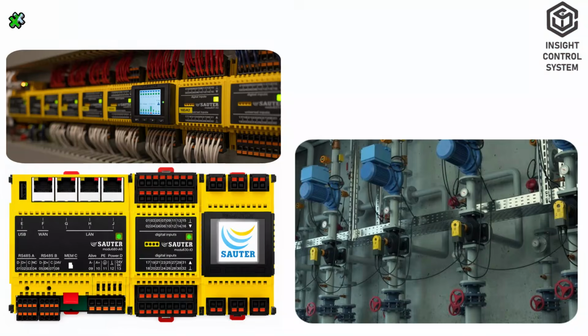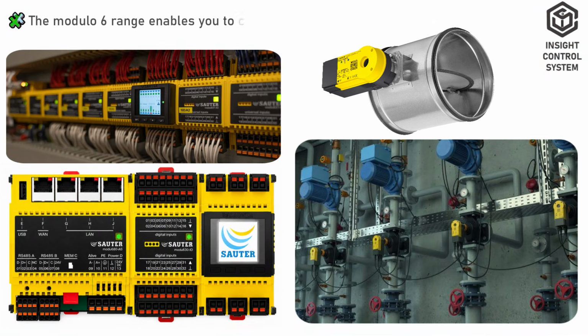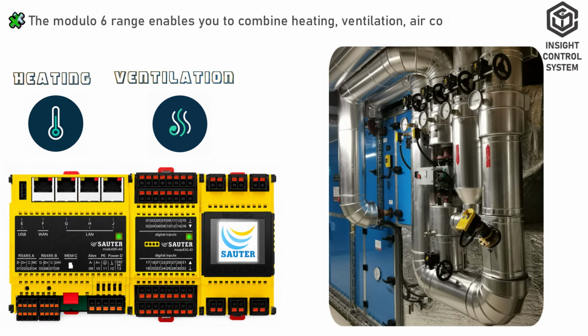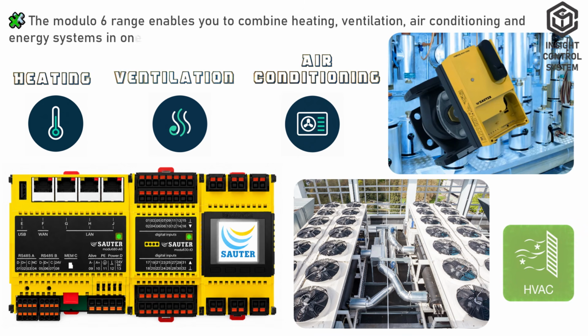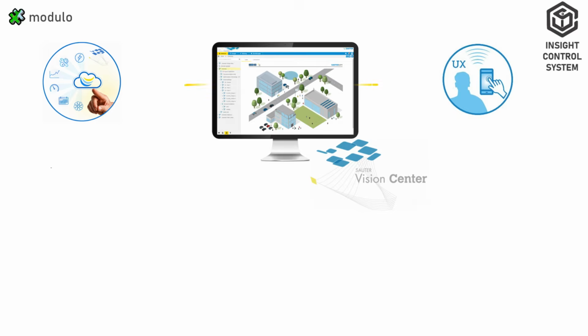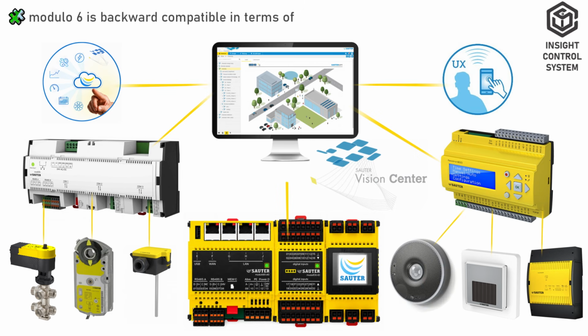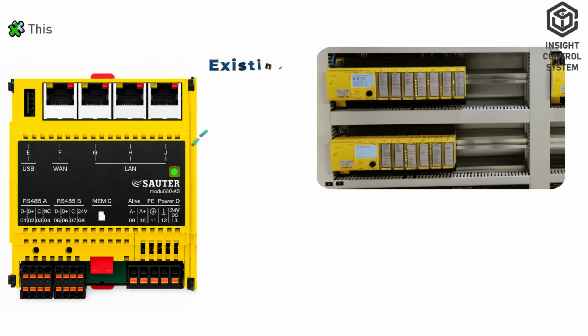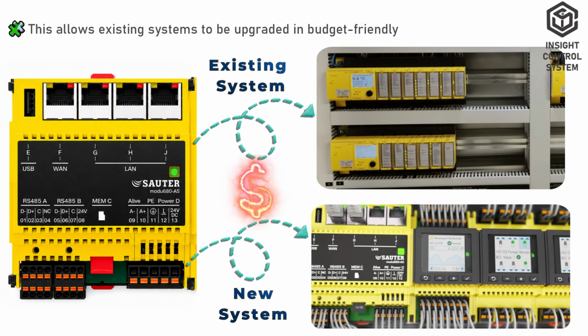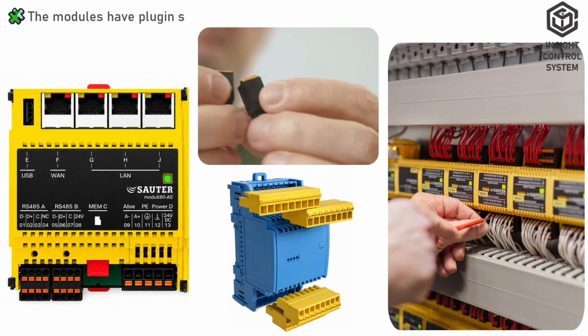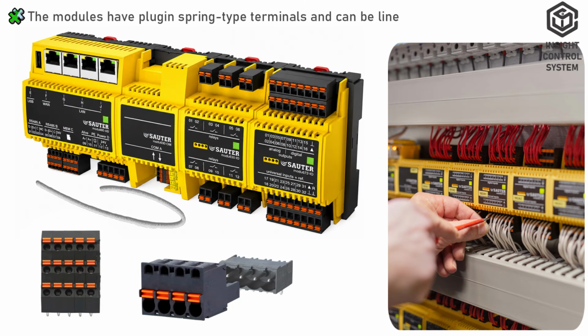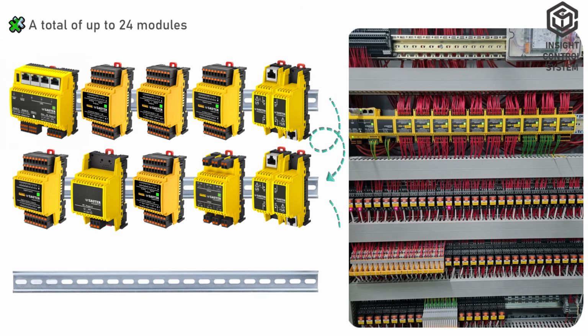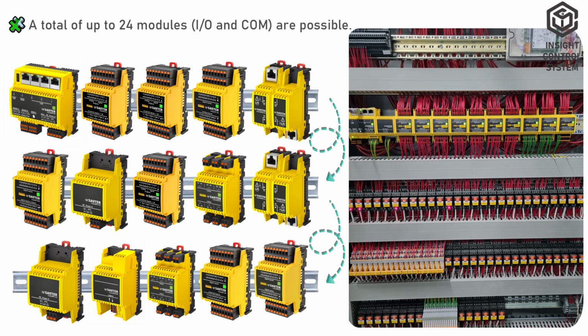Product overview. The modulo 6 range enables you to combine heating, ventilation, air conditioning, and energy systems in one system. Modulo 6 is backward compatible in terms of program and network technology and will be available for a long time to come. This allows existing systems to be upgraded in budget-friendly stages. The modules have plug-in spring-type terminals and can be lined up in front of each other. A total of up to 24 modules are possible.